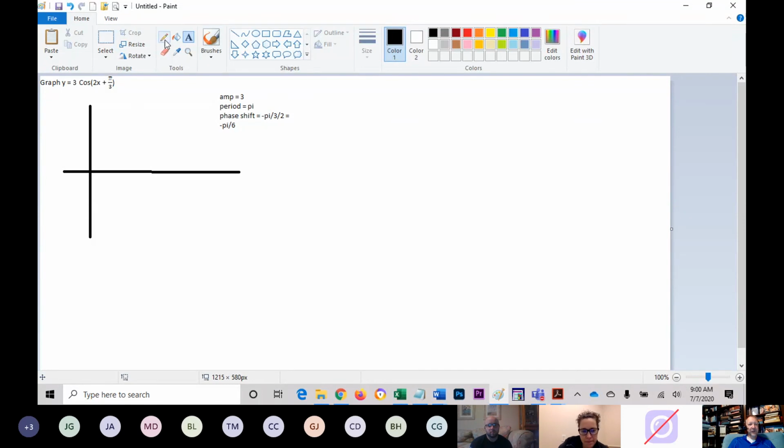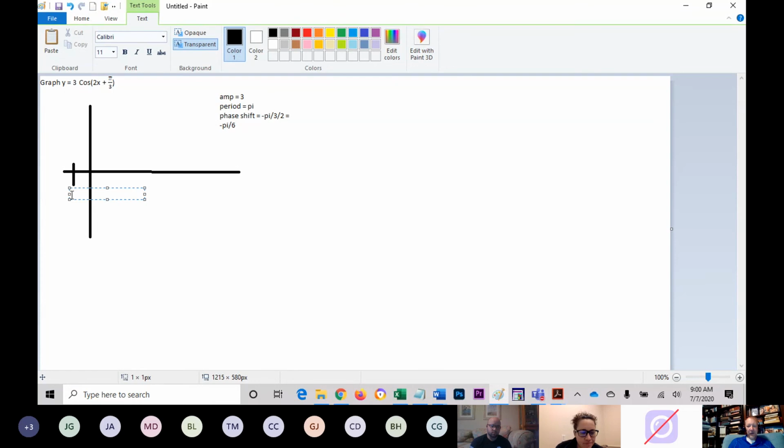Now this is where these numbers get a little bit harder. So if we're going to shift, essentially we're shifting our cosine by pi over 6, which is about 30 degrees, you can think of. So this value here is negative pi over 6.